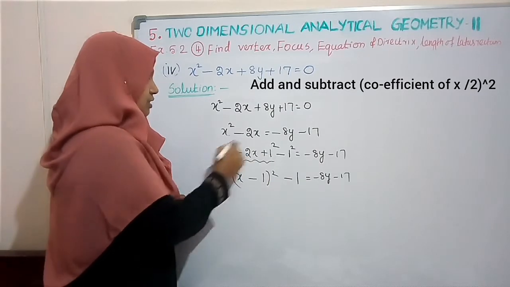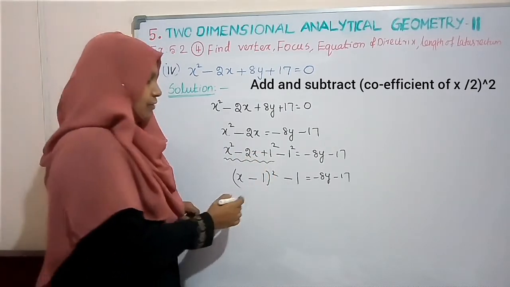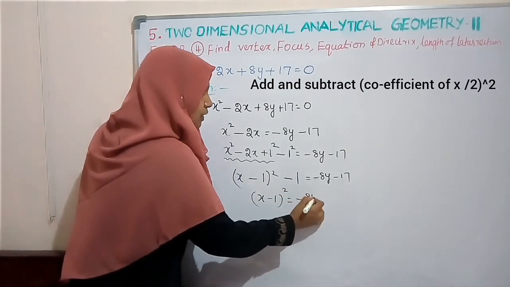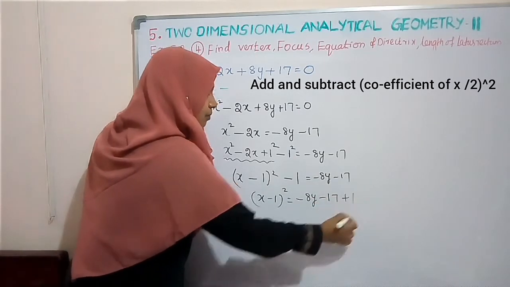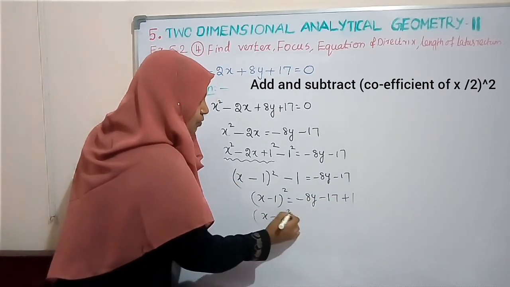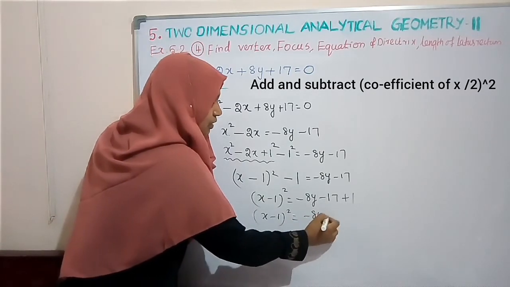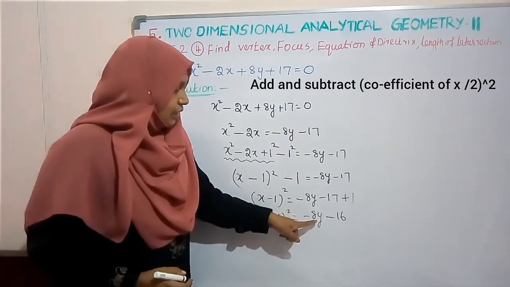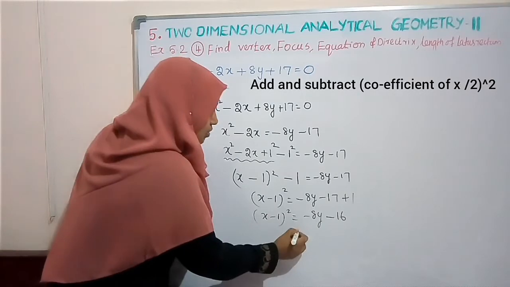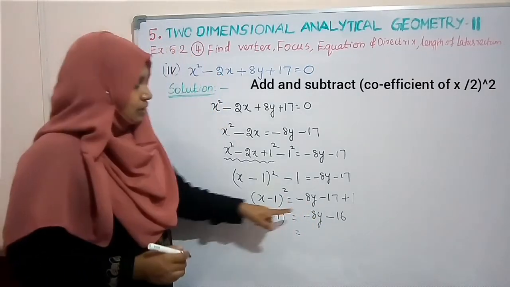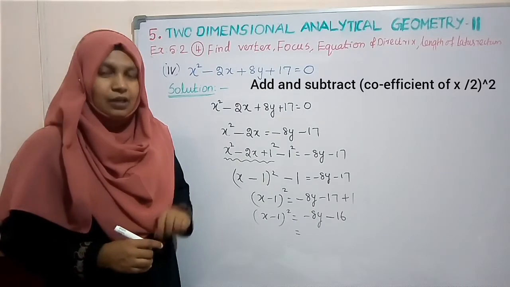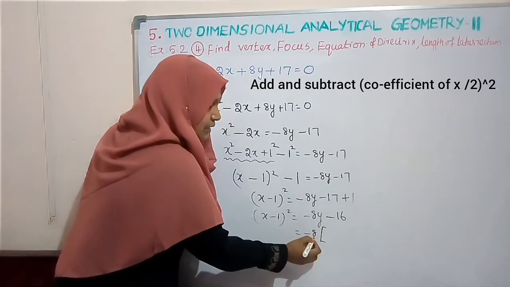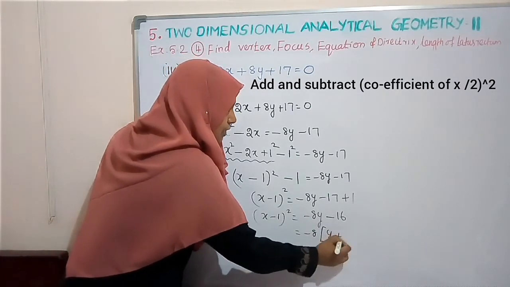Understood? So consider the first 3 terms and write them in a minus b the whole square form. Now take the constant term to the right side. We are getting x minus 1 the whole square is equal to minus 8y minus 17 plus 1, which becomes minus 16. Okay. So now take a common value from this equation. You should always take the coefficient of y as common. So it is minus 8 here. Take that minus 8 as common. The remaining is y plus 2.